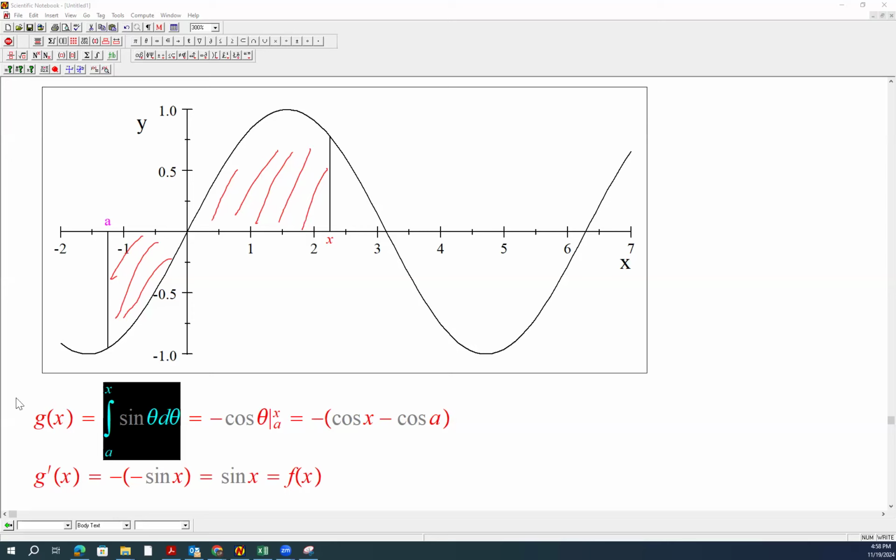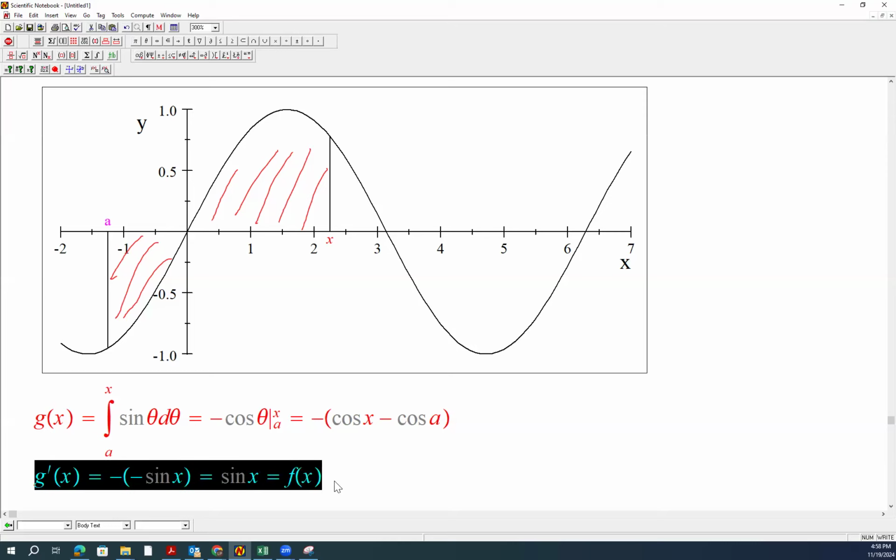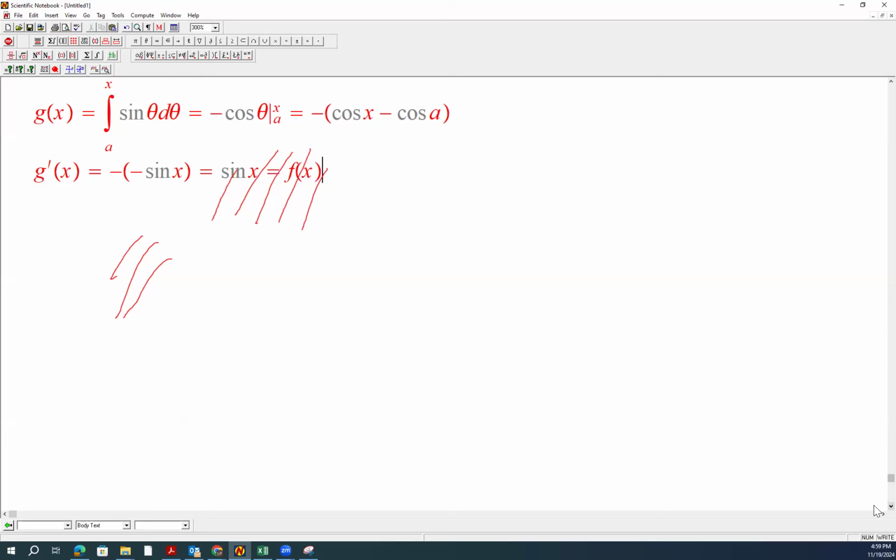Fortunately, we can calculate, because we know the antiderivative of sine theta is negative cosine theta. So we plug it in, applying fundamental theorem of calculus part 2, and then we take a derivative of g. The derivative of cosine is a negative sine, so that's how we get sine x. So once again, in this case, g prime is f of x. One more time. There are many, many such examples.